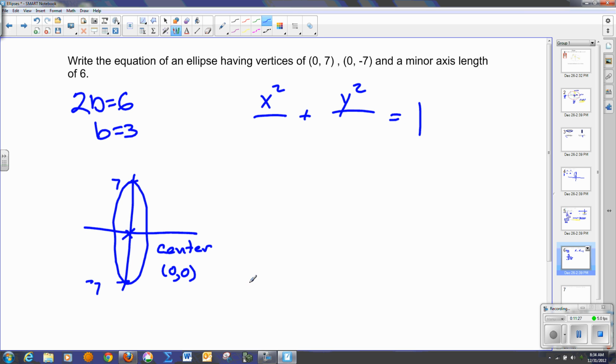Now I have to determine where my vertices are. They're vertical, so my bigger number, my a value, has to go under my y. Well, I know the a value is 7. So a squared is just equal to 49. And since it's vertical, it goes under the y. And b we've already determined was 3, so b squared is 9. And thus we've written the equation.